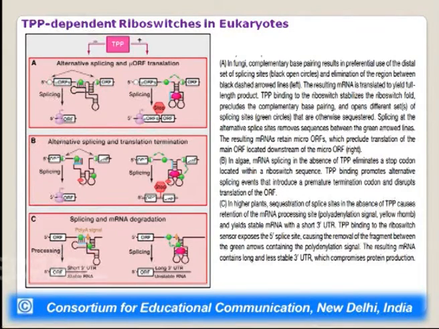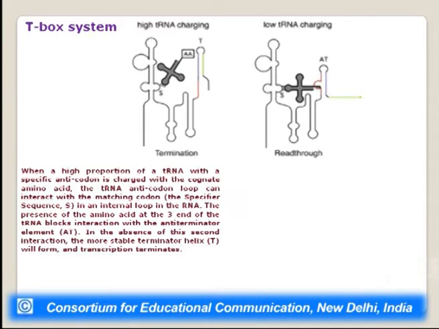protein production. So, upon binding of this particular metabolite TPP in plants, in fungi and in algae, different mechanisms are followed to control the gene expression of the target genes. Another set of control which I should mention here is about the T-box system. In the T-box system, when a high proportion of a tRNA with a specific anticodon is charged with the cognate amino acid, the tRNA anticodon loop can interact with the matching codon, which is called the specifier sequence, in an internal loop in the RNA.